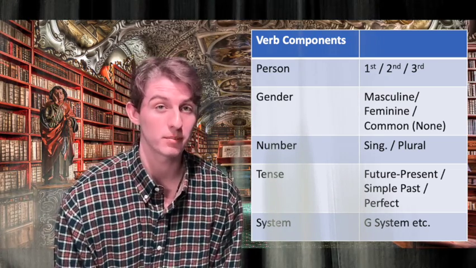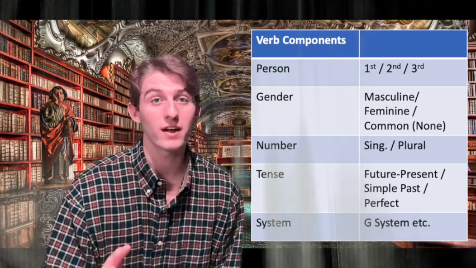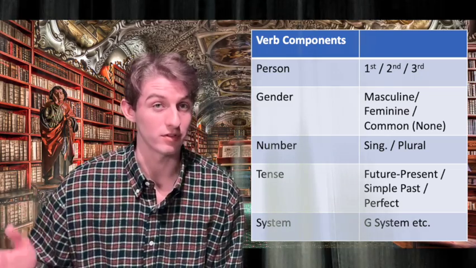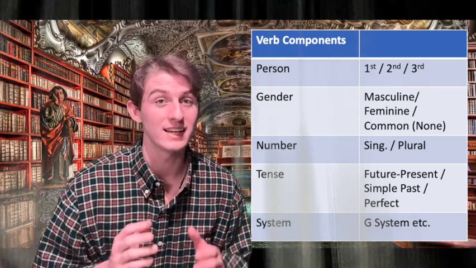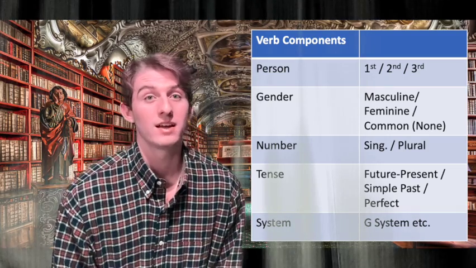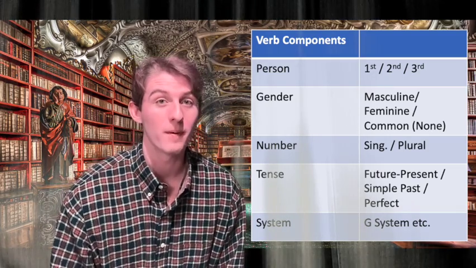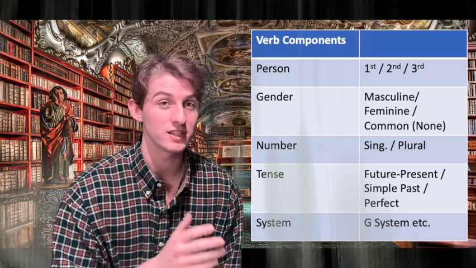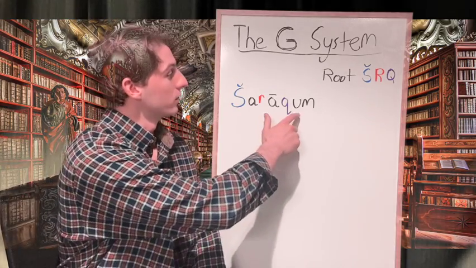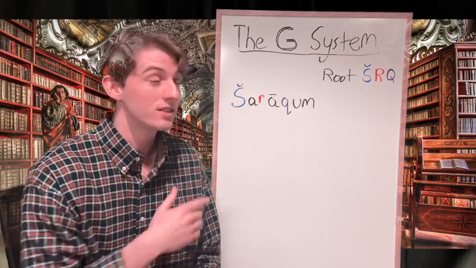So the first three components, which I've just described, are found by looking at the different prefixes and suffixes which are added to the stem of the verb. But tense, on the other hand, is taken by putting the verb into different patterns to construct the stem. In order to explain this, I'm going to show you the three basic tenses of a G system verb, sharakum. So here we have the word sharakum, which, as we've learned, means to steal.